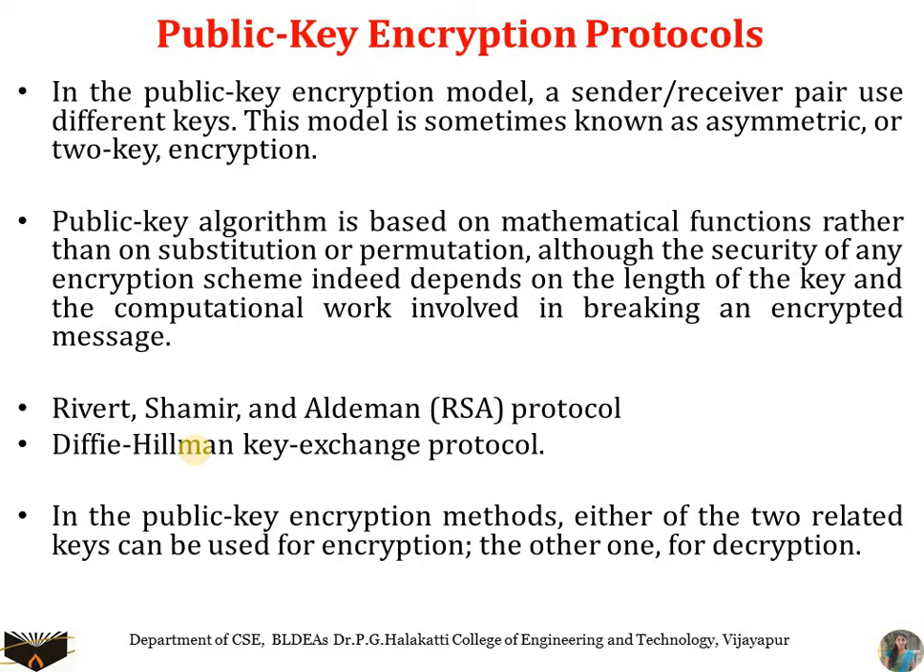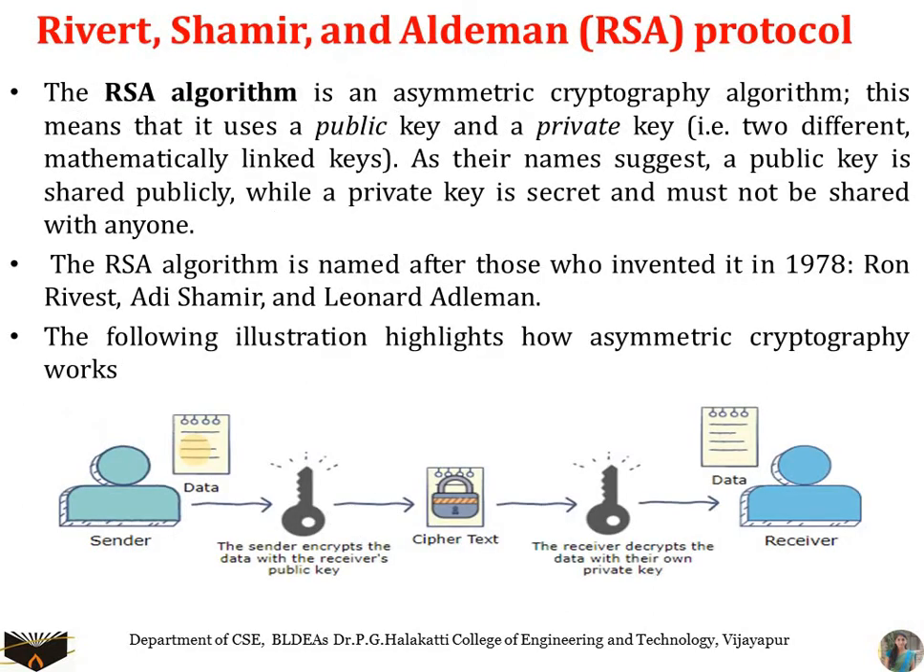In the public key encryption method, either of the two related keys can be used for encryption and the other one is used for decryption. So it is an asymmetric or two key encryption. Here the public key is mainly used for encryption and the private key is used for decryption. Two different keys are used for public key encryption protocols. So here we have the RSA algorithm.